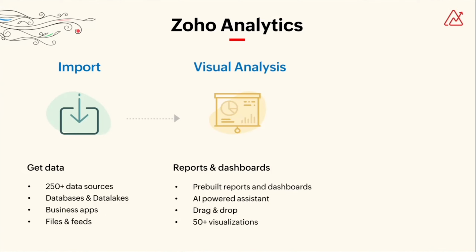The next is the AI-powered feature, which is Ask Zia. Ask Zia is a chat-like interface where you can ask questions in natural language and get insights and reports that are generated instantly. It is built on top of technologies like natural language queries and natural language processing.